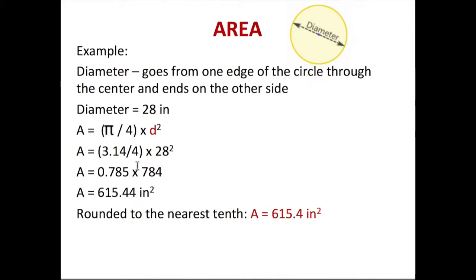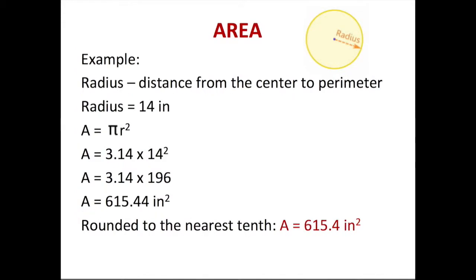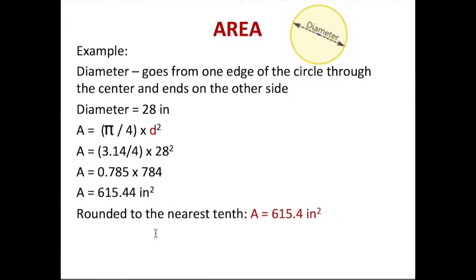times 28 squared. Again, the rule in the order of operations is to do the operation inside of the parentheses first. So 3.14 divided by 4 will give us 0.785. And 28 squared is 784. So 0.785 times 784, which we then get A equals 615.44 inches squared, which is the same that we got earlier using the radius. So round to the nearest tenth, again, the area of the circle is 615.4 inches squared.